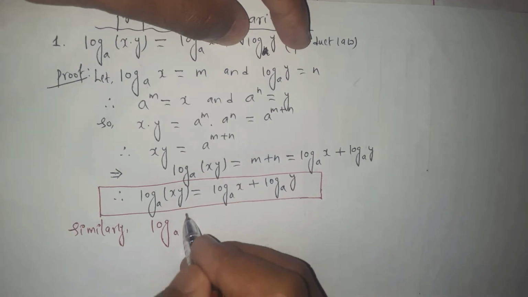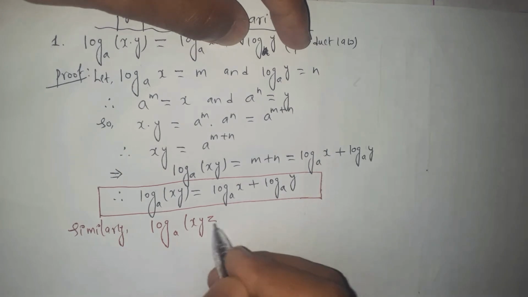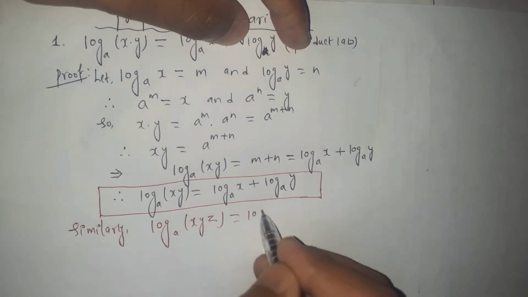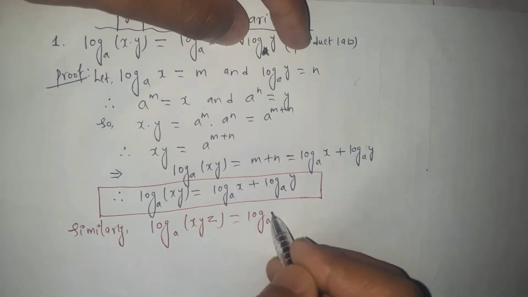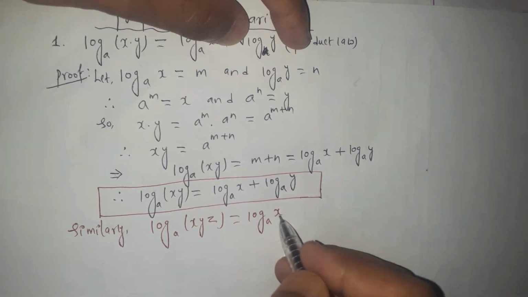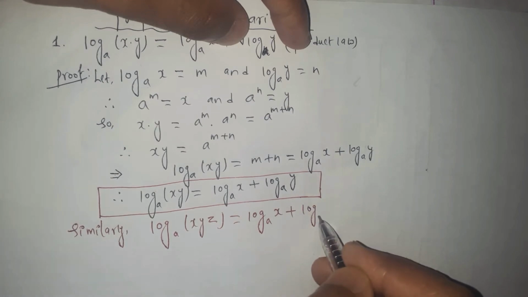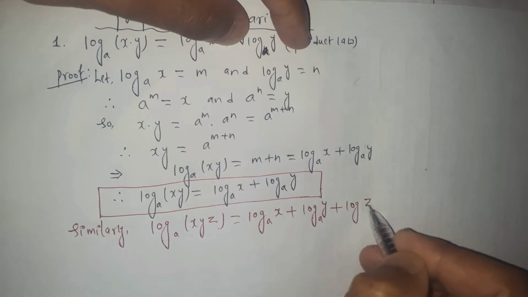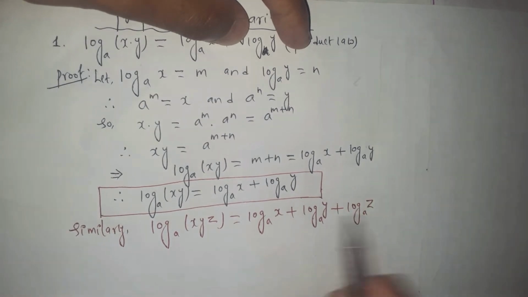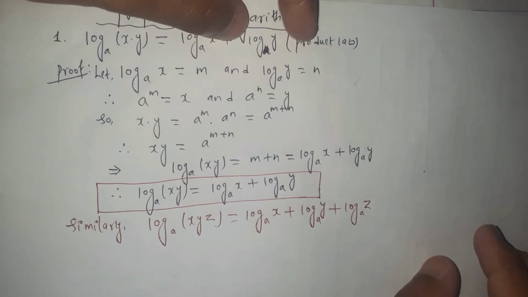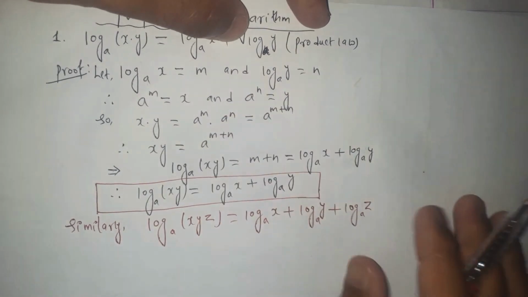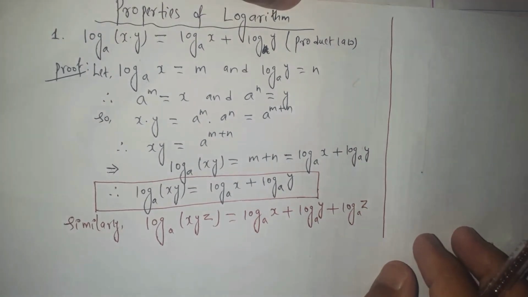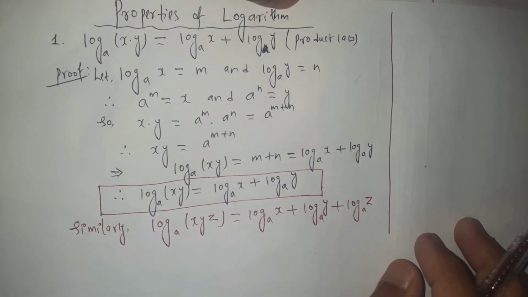Log with base a of xyz, here the case is for three numbers, is equal to log of x with base a plus log of y with base a plus log of z with the same base a. This is the generalized form. We can prove this by the same method. Here this is the first property, the product law of the logarithm. Here we proved this property.